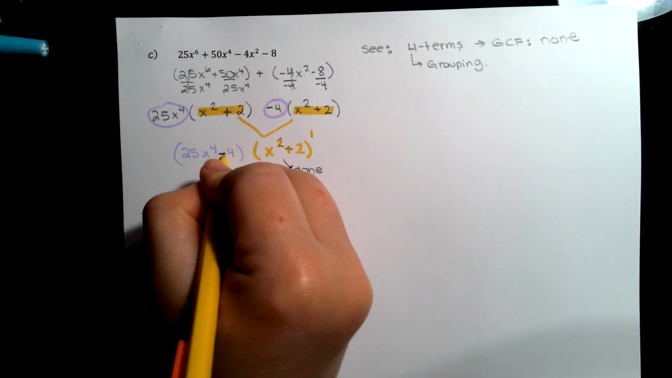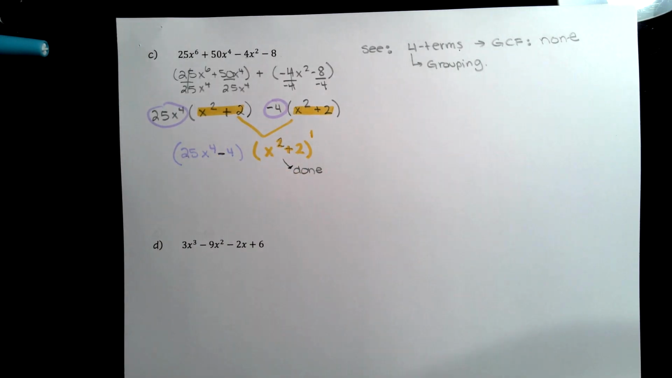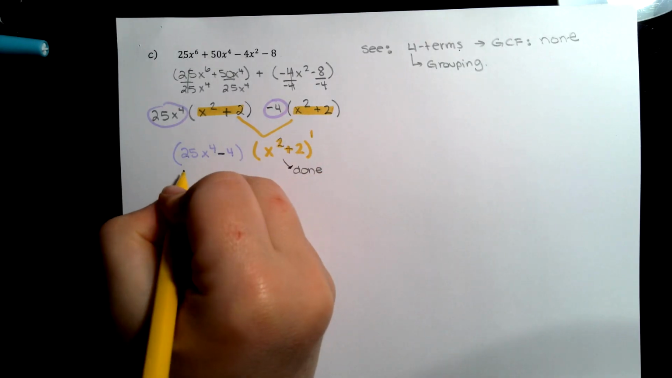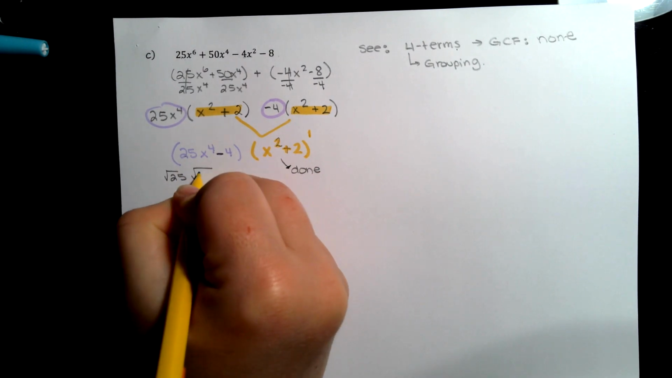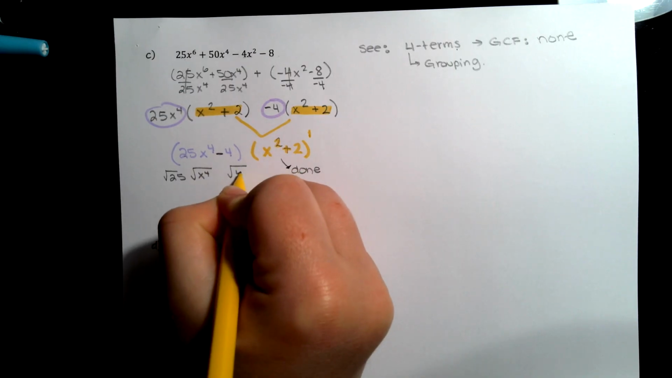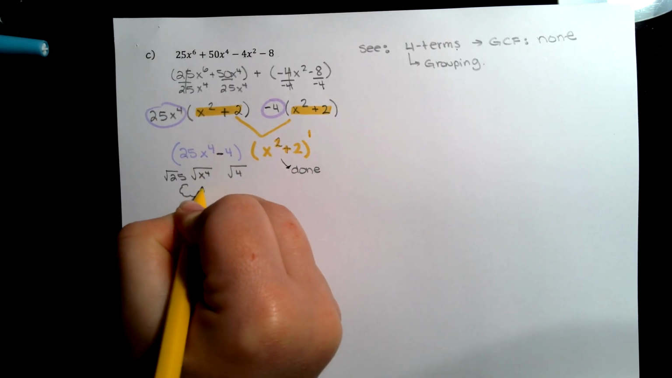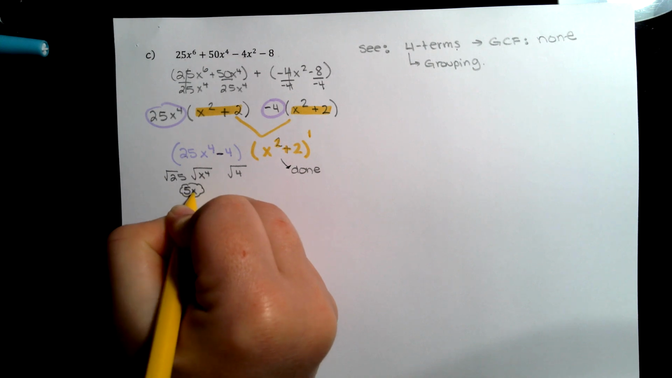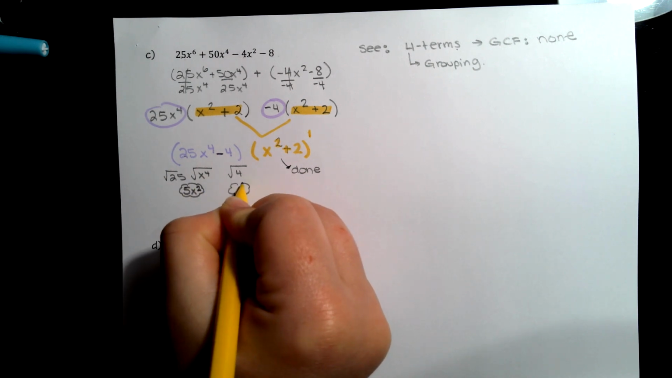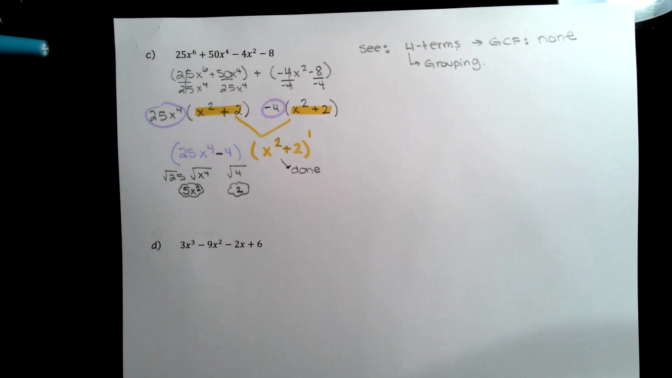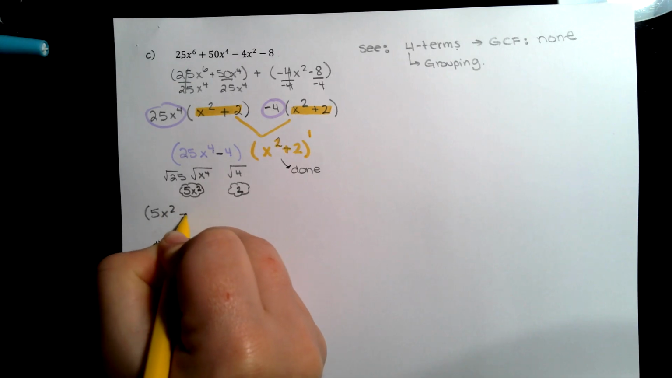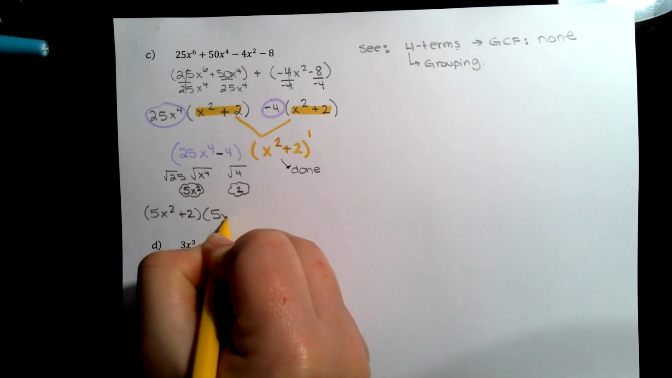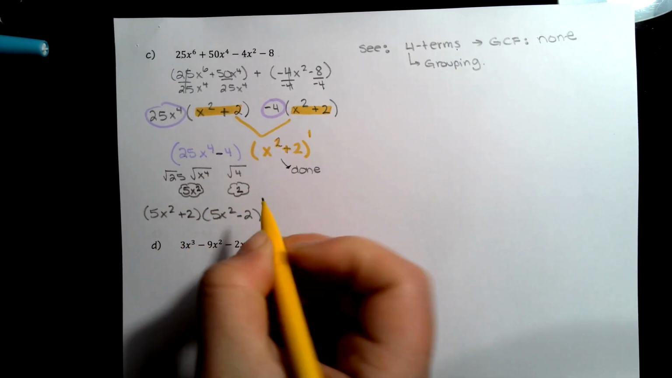So this is a minus, so a quadratic pattern for a binomial. So we have square root of 25, square root of x to the fourth, square root of 4. So my a value is 5x squared. My b value is 2. Now again, this is just your check for the pattern. You actually have to memorize the pattern. So the pattern here is 5x squared plus 2, 5x squared minus 2.